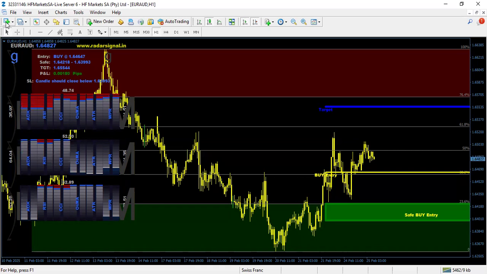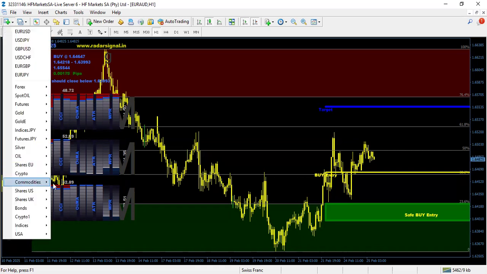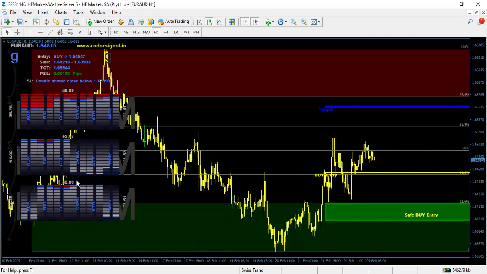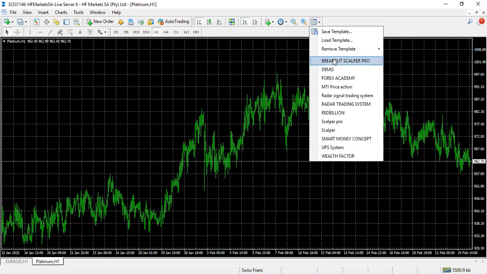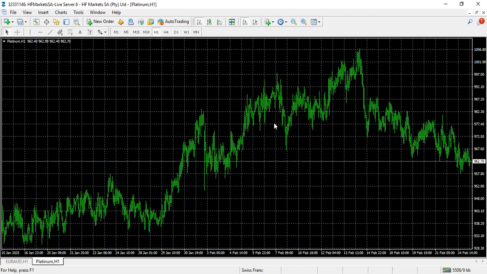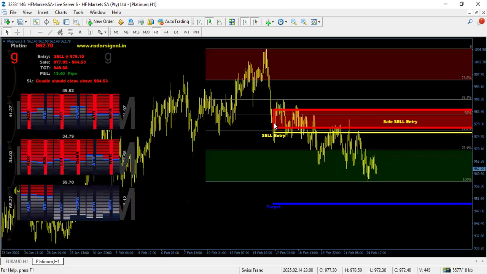So without wasting time, let's go straight to it. On commodities, we have platinum, palladium, copper, coffee, sugar, cocoa, and cotton. Now let's start first with platinum and see how the breakout scalping has been working on it. I'm very excited to share this today because normally a lot of traders don't talk about commodities, but a lot of investors talk about commodities and shares.